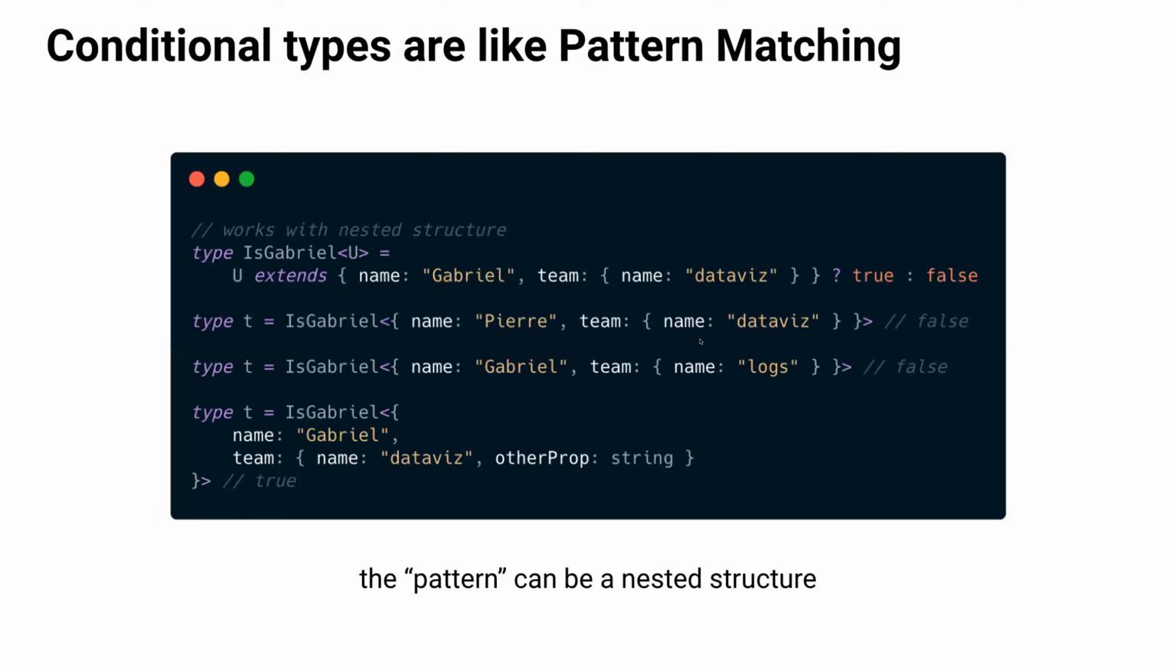And you can have deeper nested structures and you can compare them like this. So if you want to write a type level function that checks if the user is Gabriel, which is not super useful, but you get the point, you can do it like that. Is it an object with a name property, which has the type Gabriel?